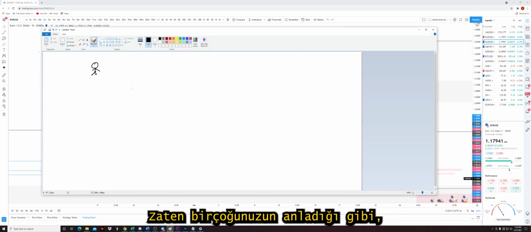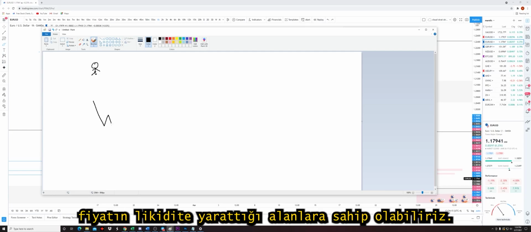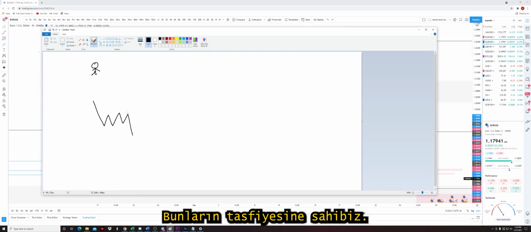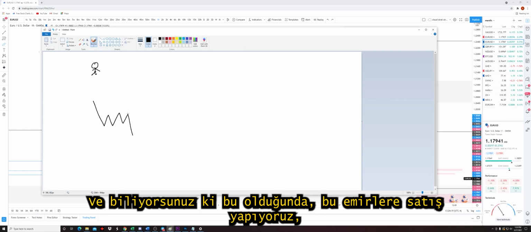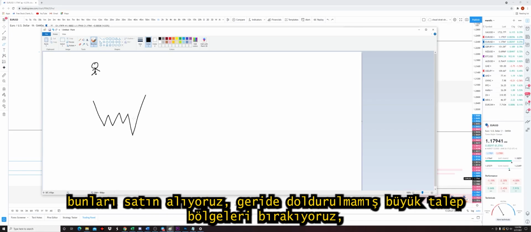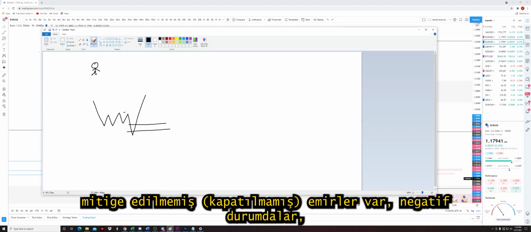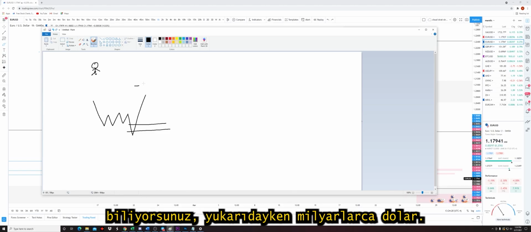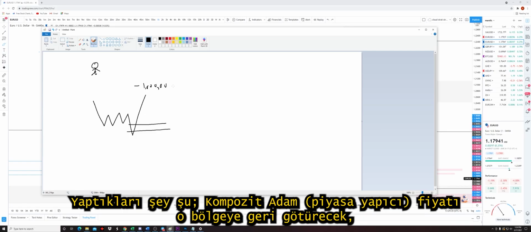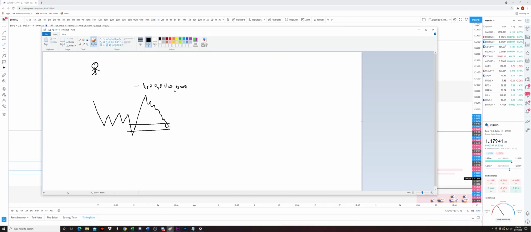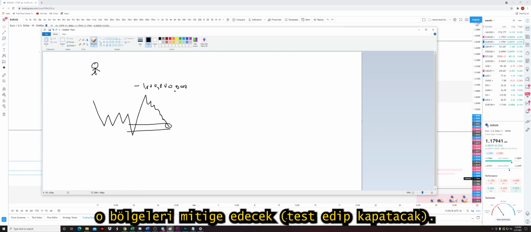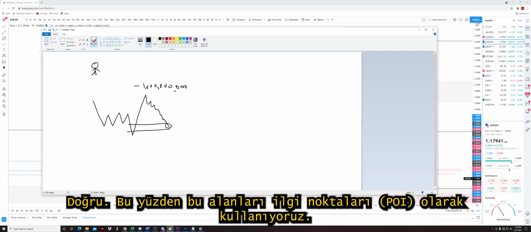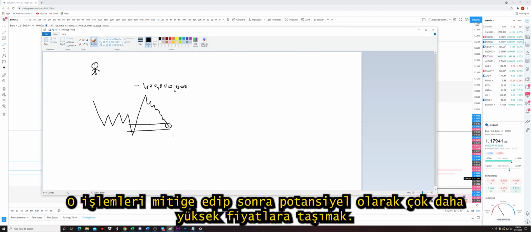So as a lot of you already understand, we can have areas where price creates liquidity. We have liquidations of those, and you know that when this happens, we're selling into these orders, buying into them, leaving behind large demand zones that are unfilled, that have orders that are not mitigated, billions of dollars when they're up here. So what they do is, the composite man will take price back into that area, mitigate those areas, right? That's why we use these areas as points of interest, mitigating those trades, and then taking them to much higher potential prices.